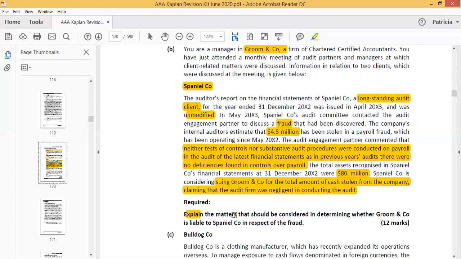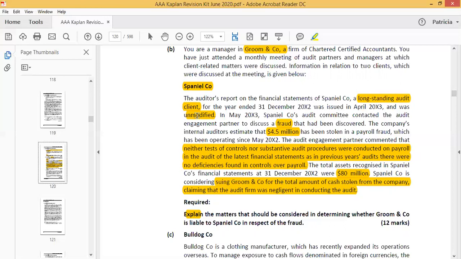So in that situation, what we should do right now is to go further into talking about key matters that need to be considered. So the first key matter, I'd just go right ahead to the numbers here. We know that it's 4.5 million that is the financial loss that has been suffered. So here, if you're calculating material misstatement, we could say that it's representative of how many of the assets here themselves. With 4.5 million, it means that it represents 5.6% of the total assets in Spaniel company.